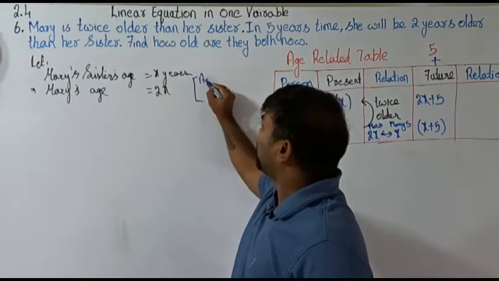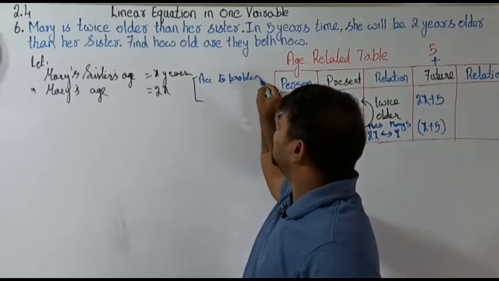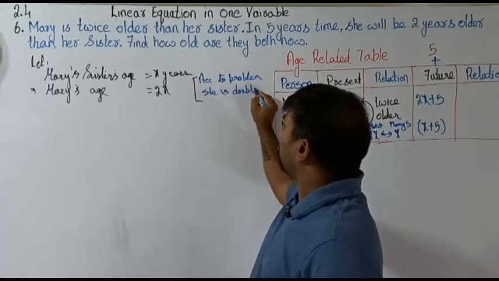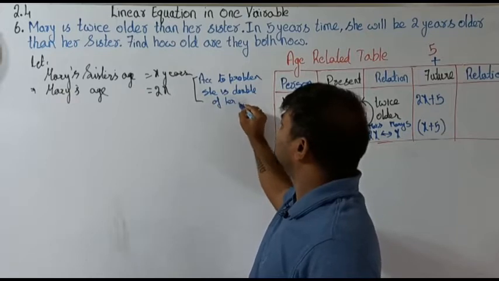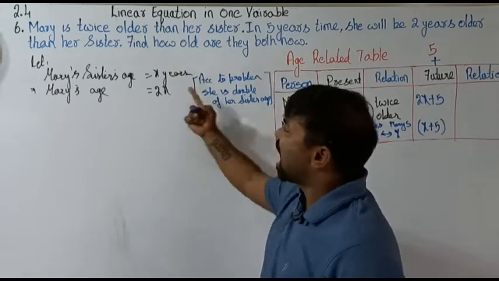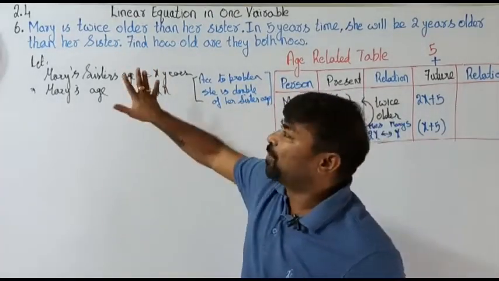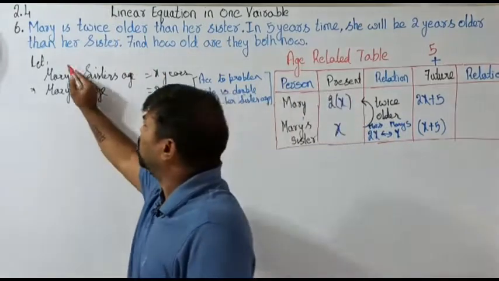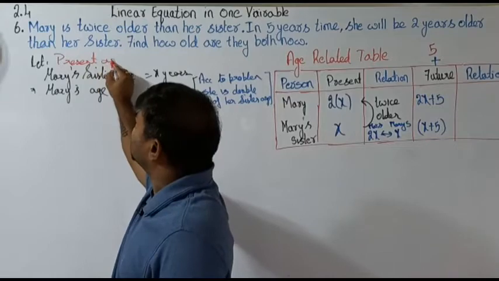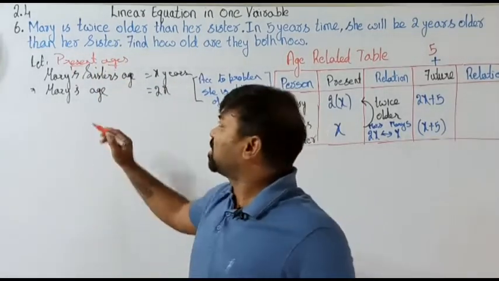According to the problem, she is double her sister's age. That is what he has given. As it is double, as her sister is x, she is 2x. This is the present age. If you want, you can keep it as a subheading, present ages. Okay, now let's go for the next subheading.